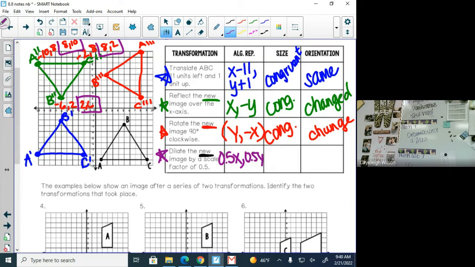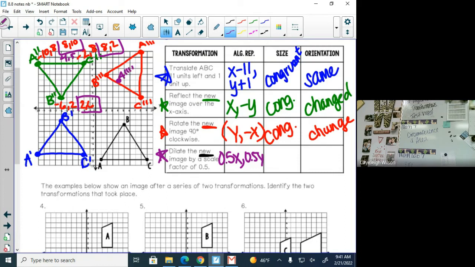0.5 is the same thing as a half. So this new figure, instead of being at 8, 10, it's going to be where? 4, 5. Because I'm multiplying 8 by a half and 10 by a half. So that's going to be at 4, 5, right there. So that's going to be my A quadruple prime.